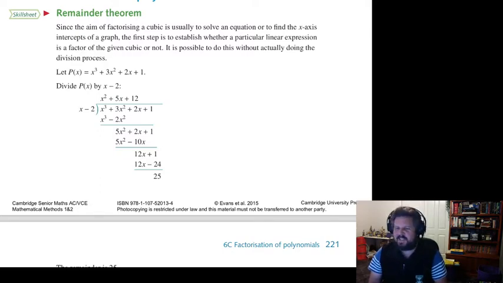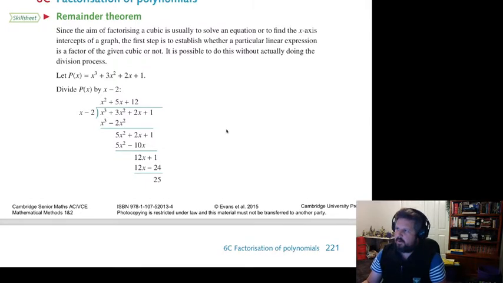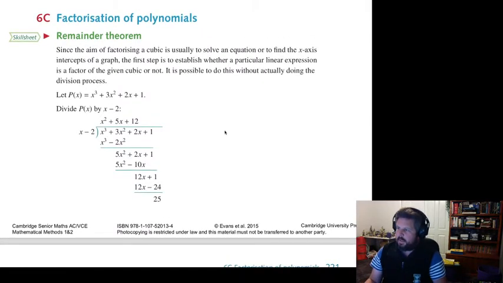Okay, so today we are looking at exercise 6C, which is looking at factorisation of polynomials. If you're following along in your textbook, this is page number 220.